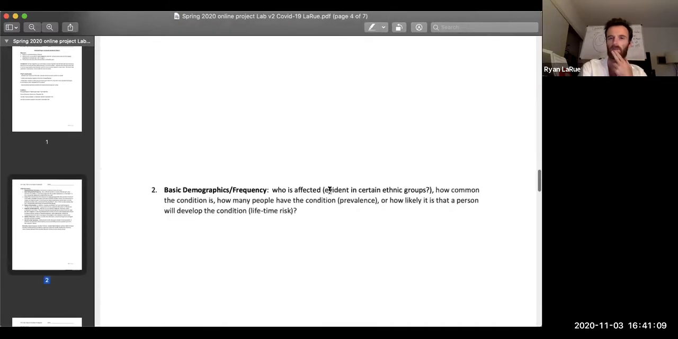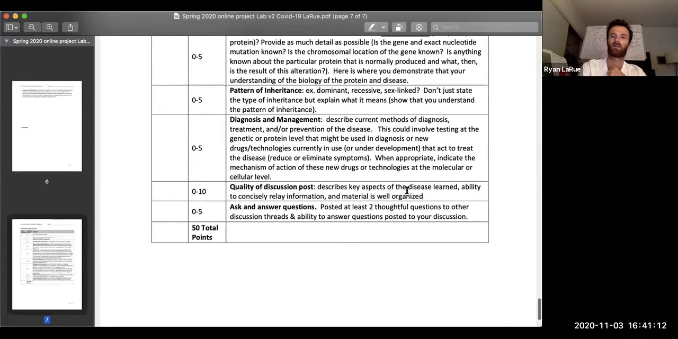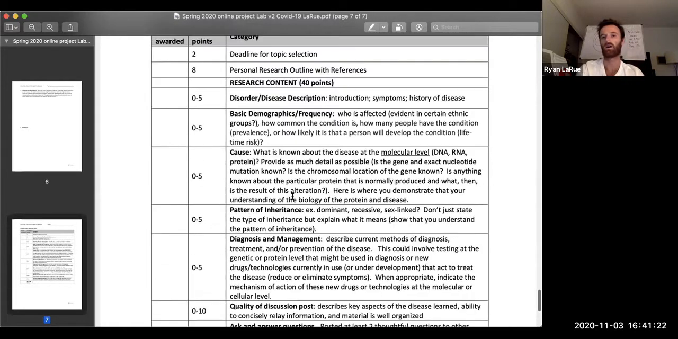So if I just go to the bottom here, what I'm looking for in that is key aspects of the disease, well organized, concisely relaying the information, these kinds of things. And so you'll post in this discussion thread. It's kind of like a summary of key information about this disease. And you can include details you think are interesting about it. Anything from your research packet outline for the project that you find is relevant, important, interesting, that kind of thing.